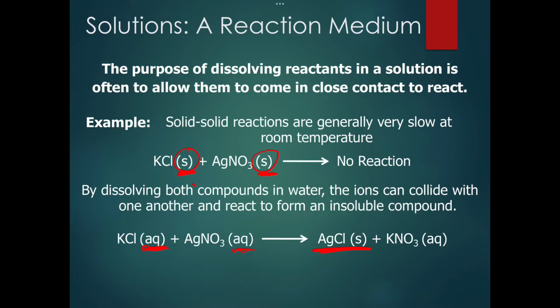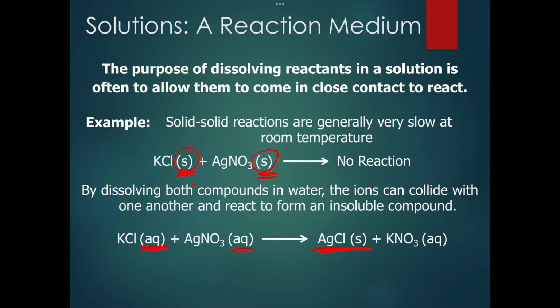So by just dissolving these compounds in water, we allow those ions to collide with each other. And reactions are all about collisions. If our particles can't come into contact with each other, then they can't react. Here, when we have potassium chloride solid and silver nitrate solid, those ions were all bound up. They were already bonded and locked into that crystal structure.